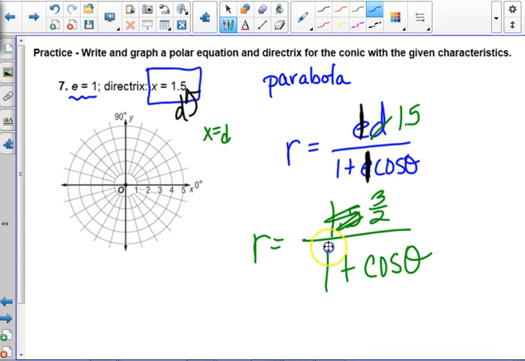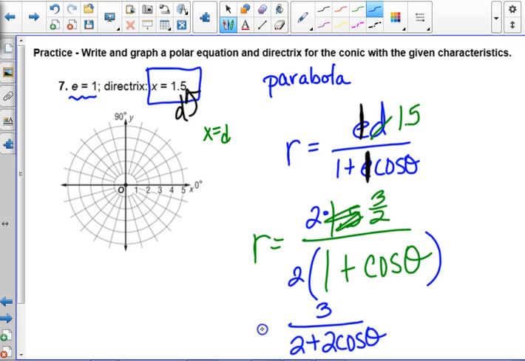A 2? So if I multiply the top by a 2, I also got to multiply the whole bottom by a 2. So it would become what? 3 over 2 plus 2 cosine theta. Now that doesn't seem all that different or all that fun and exciting, but that's the form it would be in for the multiple choice question. Okay, guys, they'll always have integers in there.